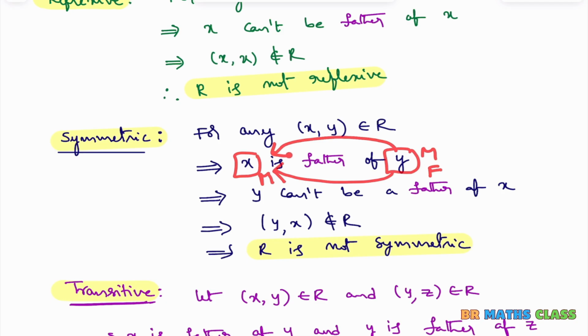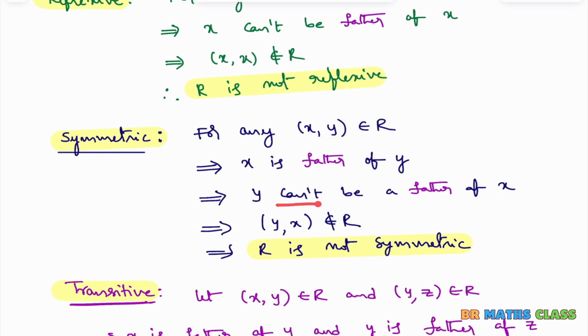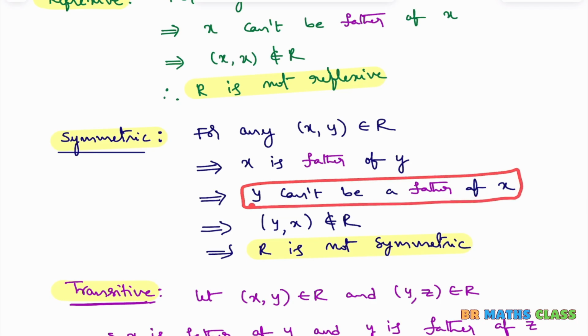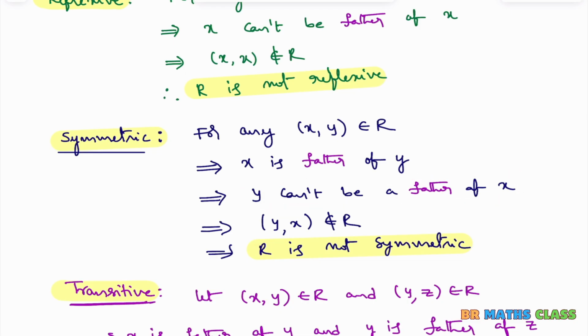You try to understand. Y cannot be father of x. It is impossible. Y cannot be father of x. If y is father of x, then only the ordered pair y comma x belongs to R. As y cannot be father of x, we can say that the ordered pair y comma x does not belong to this relation. Therefore, this relation is not symmetric.